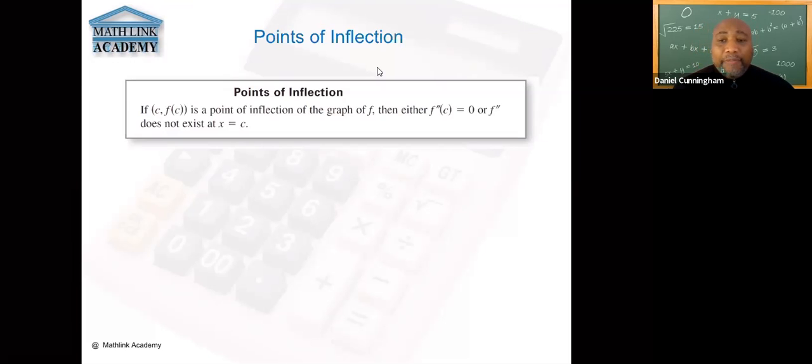Then either f double prime of c is equal to 0, or f double prime does not exist. When f double prime equals 0 or f double prime does not exist, it gives us those possible points of inflection. The key I'm going to keep saying is, don't forget, it's not only when the second derivative is equal to 0, but also when it does not exist. That also can be a point of inflection.